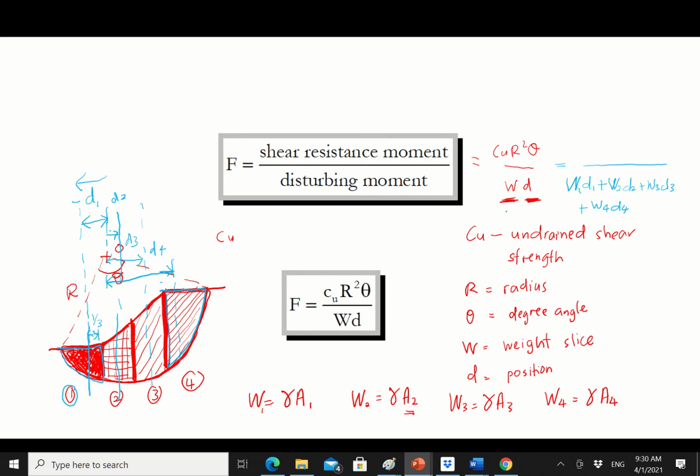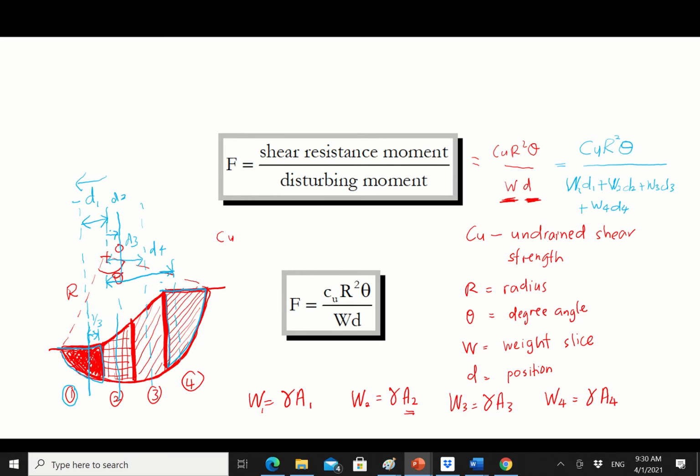So we have already defined what WD is. Each slice will have its own value for W, and each slice will have its own value for D. For my example here, the sketch gives us 4 slices. So to elaborate the equation, that will be W1 D1 plus W2 D2 plus W3 D3 plus W4 D4. But again, you need to have the shear resistance moment given by CU r² theta.